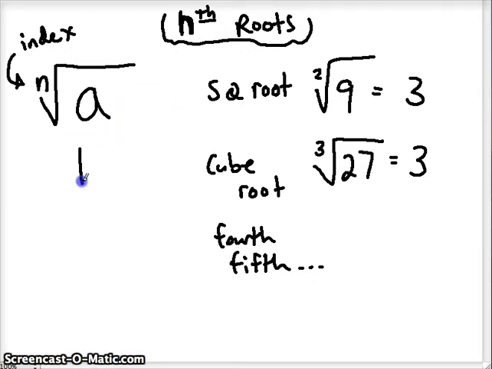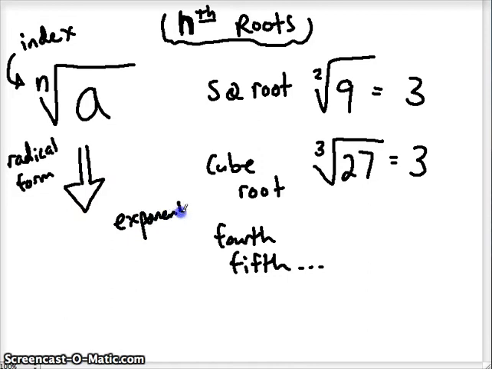We could also rewrite this in what's called exponent form. So real quick, let's just call this what it is. This is radical form, because we're writing an expression using a radical, so it's called radical form. If we write an expression using an exponent, it's called exponent form.